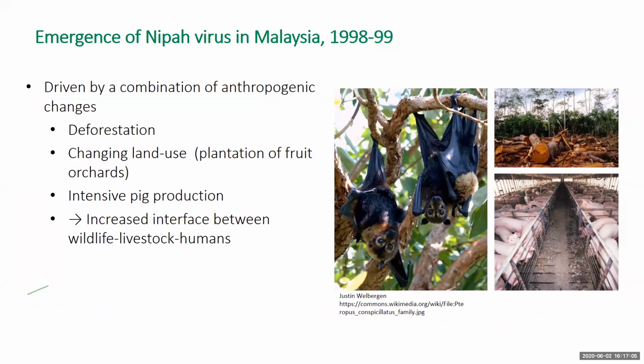And I think the emergence of Nipah virus in Malaysia in 1998 and 99, which then went on to cause further outbreaks in, for example, Bangladesh, is really a textbook example of how ecological changes, a combination of these, can lead to new emerging infectious disease events. So this was really driven by a combination of anthropogenic changes. There was deforestation, which forced bats to forage for food in other locations, and there was plantation of fruit orchards around these intensive pig production farms. And all of these things led to increasing the interface between wildlife, livestock and humans. Next slide, please.